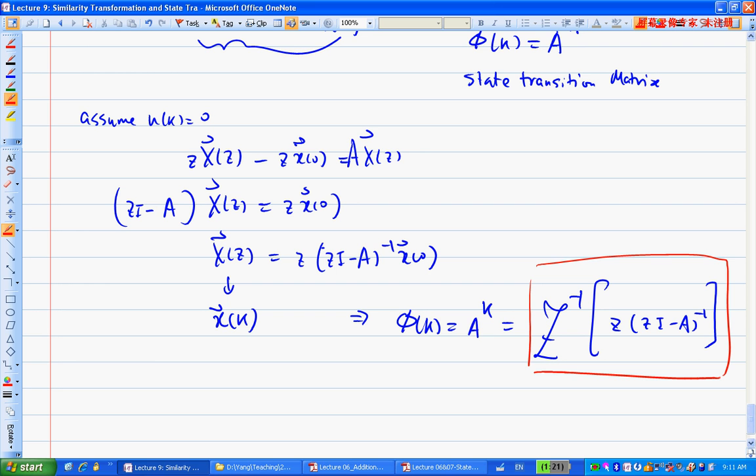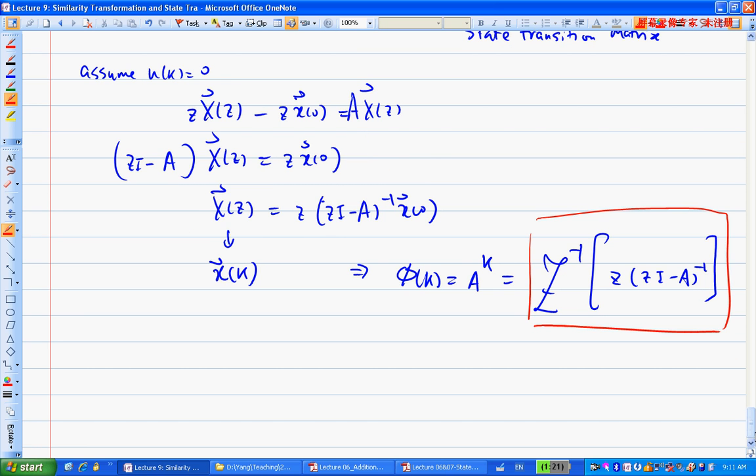Was that okay? So what's the other way? The other way is what we have just talked about. How about if I transform the A into a diagonal format?